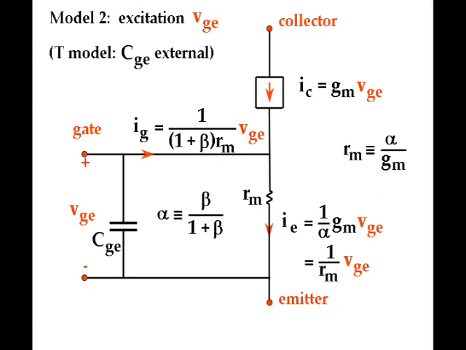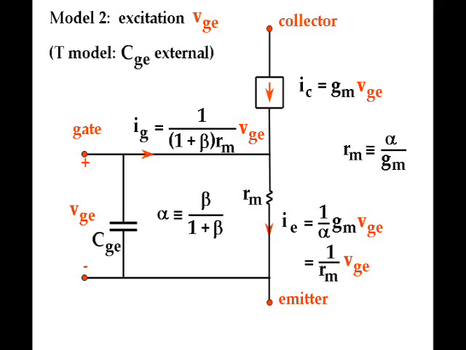Here's one such equivalent circuit with the capacitance left untouched or external. Model 2 incorporates the requirement that the emitter current is the sum of the collector and gate currents, and defines an emitter resistance, Rm, equals alpha over Gm, where alpha is beta over 1 plus beta.